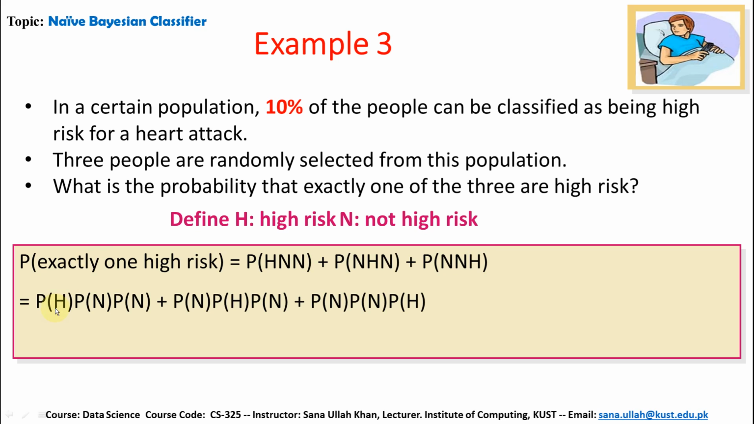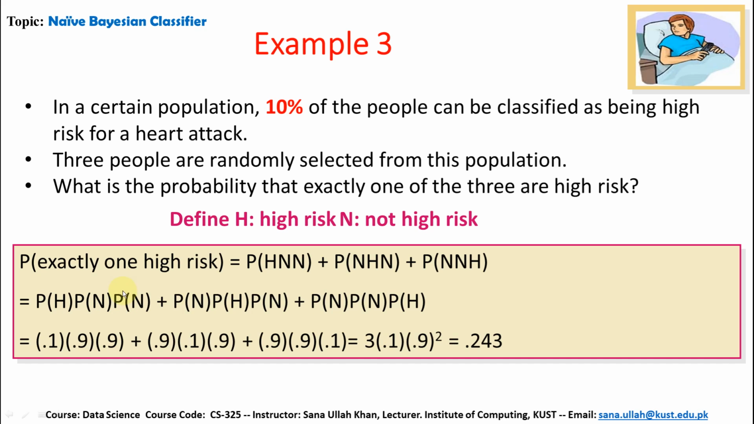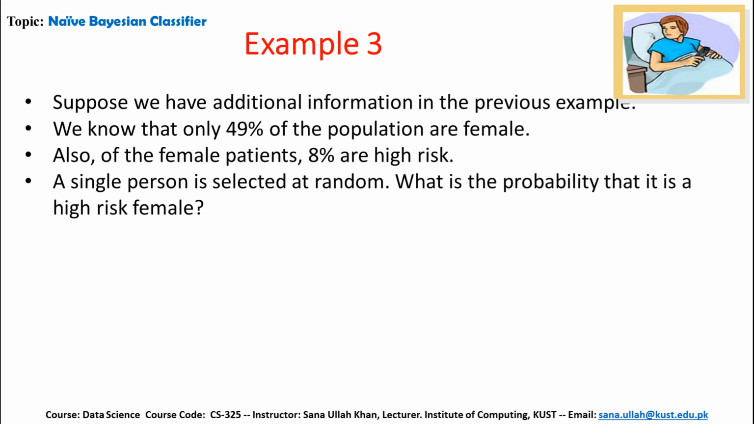So we need the probability of high risk and the probability of not high risk. The probability of high risk is 0.1, because it is 10%. The probability of not high risk is 0.9, and then the total probability is equal to 0.243.